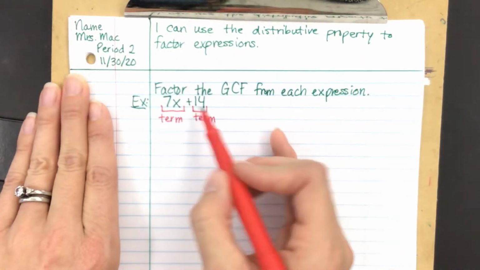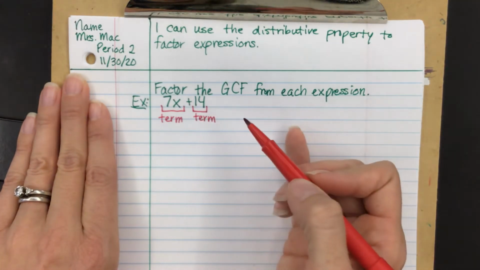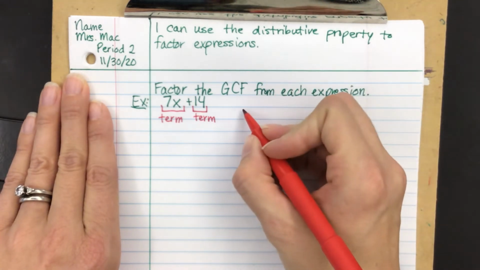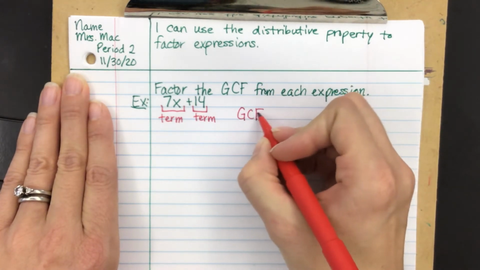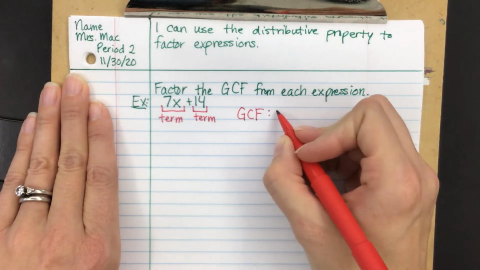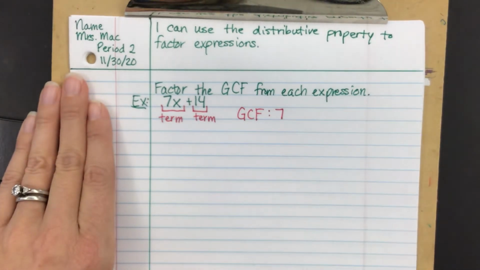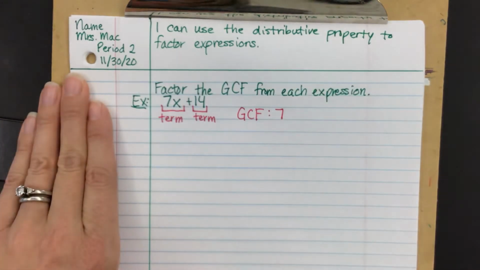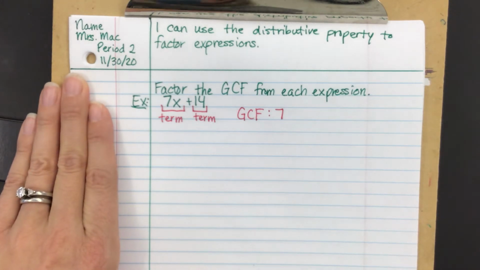And in this case, can anyone tell me what the greatest common factor is? Go ahead, Queen. Seven. Yeah, 7. Okay, so the GCF, greatest common factor, is 7 in this case. So basically what you're doing is you're going backwards with the distributive property. So instead of multiplying it out, applying the distributive property that way, we're going to factor it.